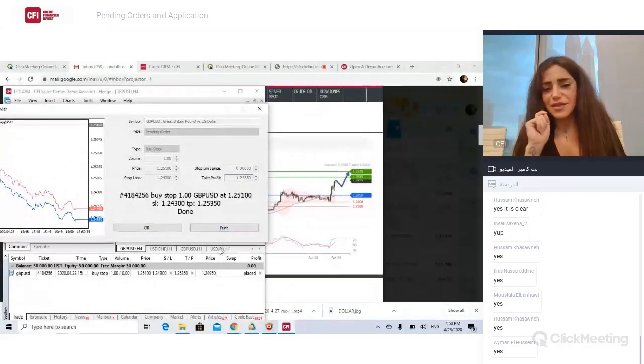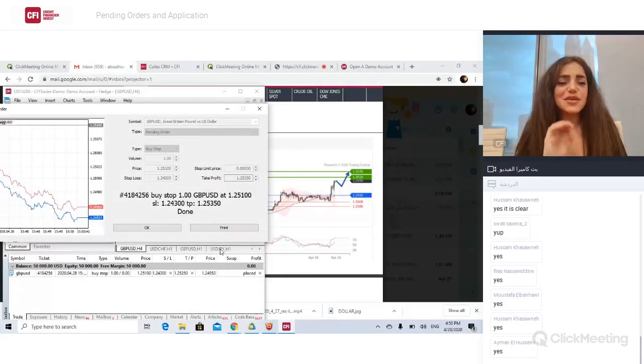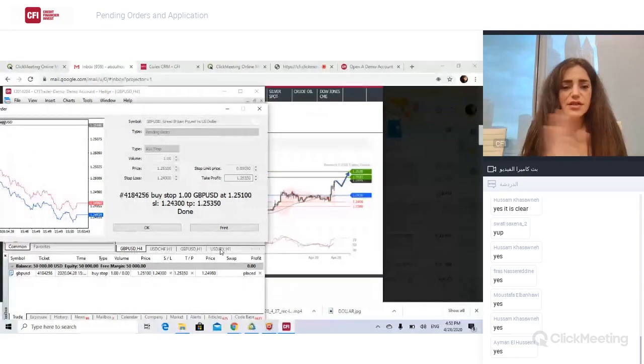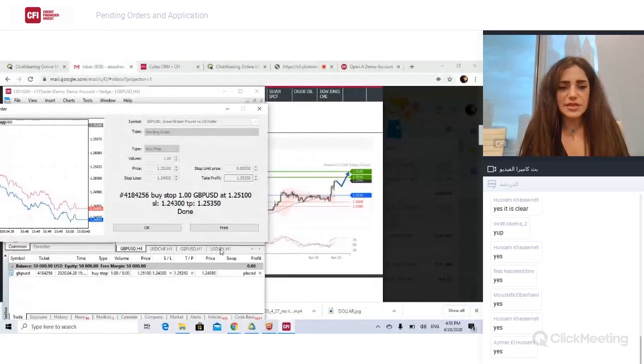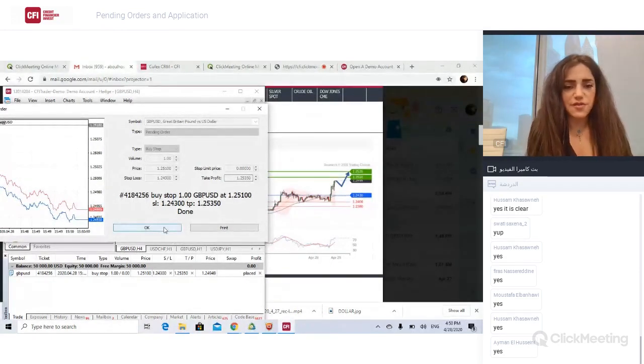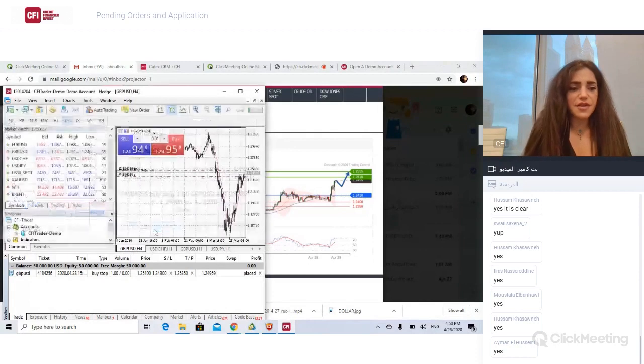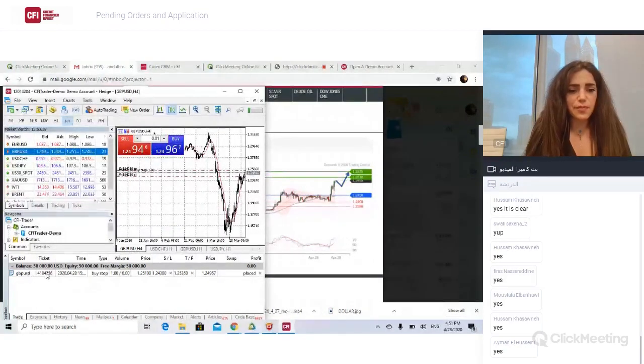Oh no, this is placed, not market execution. I'm really sorry. This order is placed, not a market execution. So you can see here that it did not open in the market yet. I can press okay. It's just revising what we did. We bought one lot at this price. We specified our stop loss and take profit. Everything is written here, as you can see.